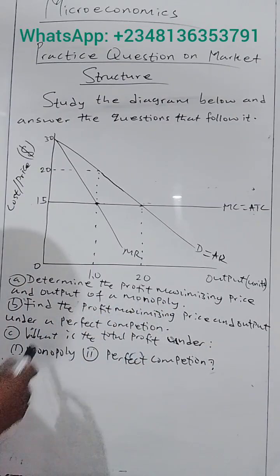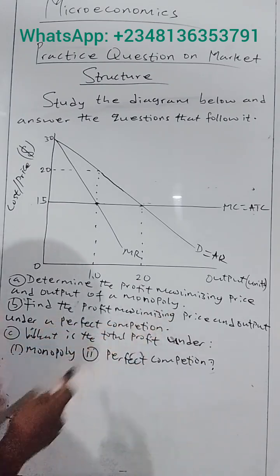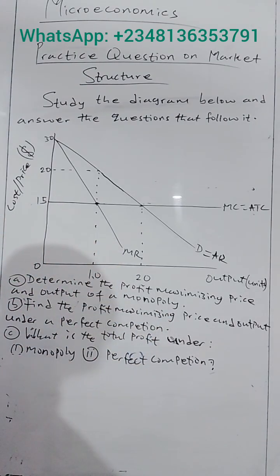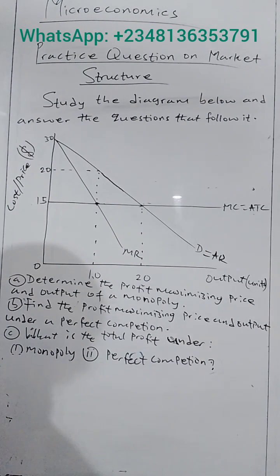The first question says, determine the profit maximizing price and output of a monopoly. If you look at this diagram, it represents the entire market. If it's a monopoly, it represents the entire market. Why? Because in a monopoly, there's one firm, and this firm also represents the entire market.